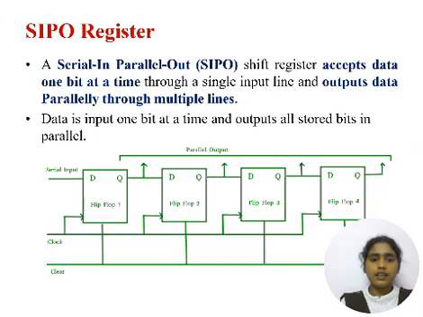Serial in, parallel out. It is a shift register that accepts data one bit at a time through a single input line and outputs data in parallel through multiple lines. Data is input one bit at a time and all stored bits are output in parallel.